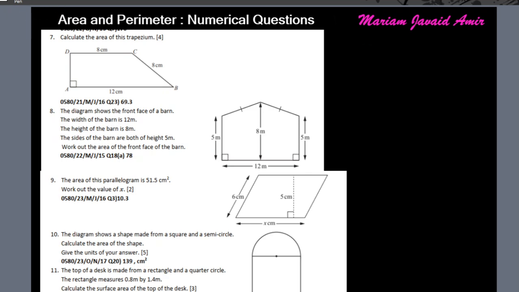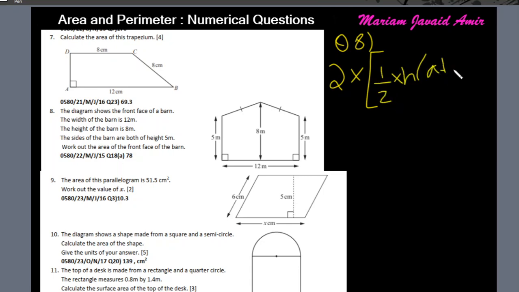So for question number 8, we have the diagram shows the front face of a barn. The width of the barn is 12, height is 8, and the sides of the barn are both 5 centimeters. So work out the area of the front face of the barn. So we simply need the area of this whole figure, and notice these are actually 2 trapeziums. So 2 exactly identical trapeziums. So our formula will be 2 into half into height into sum of parallel sides, and these 2 will be cancelled, and we'll only write height into a plus b.